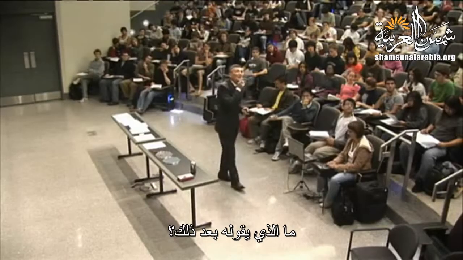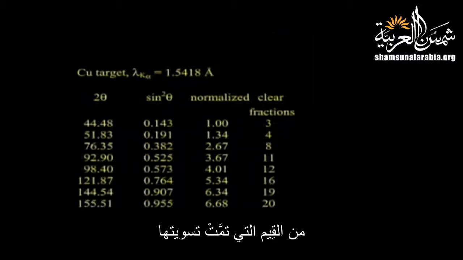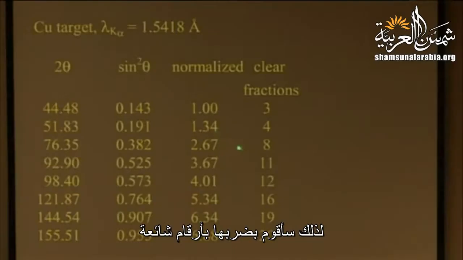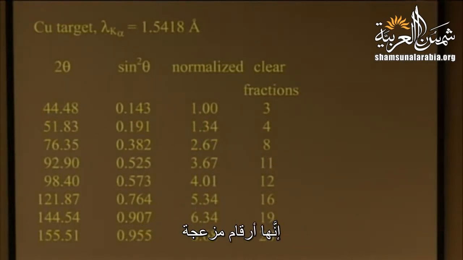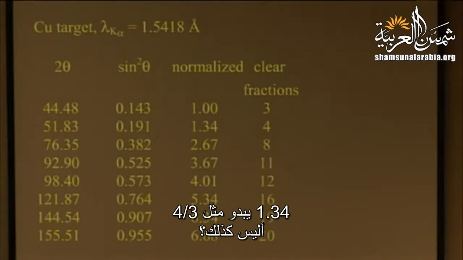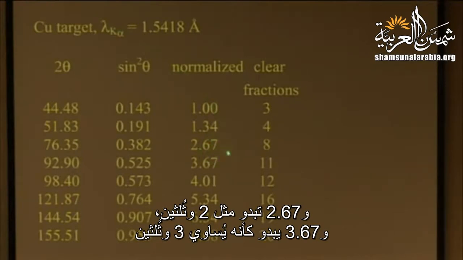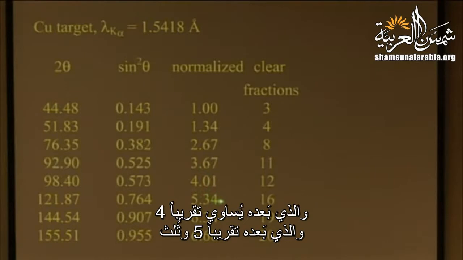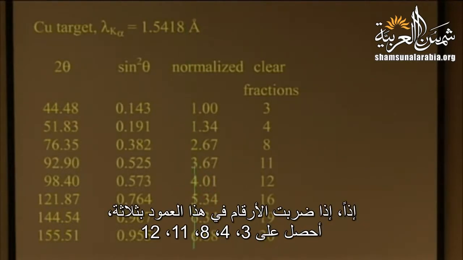Okay, what's the next thing he says? Clear fractions from the normalized column. So I'm going to multiply this by a common number to get rid of them, because 1.34, remember, this is experimental data. It's noisy. 1.34 looks like 4/3, doesn't it? Fuzzy logic. And 2.67 looks like 2 2/3, 3 2/3. That's roughly 4, 5 1/3. The 3 looks like a magic number. So if I multiply this column by 3, I get 3, 4, 8, 11, 12.